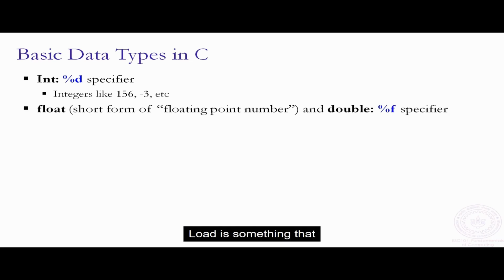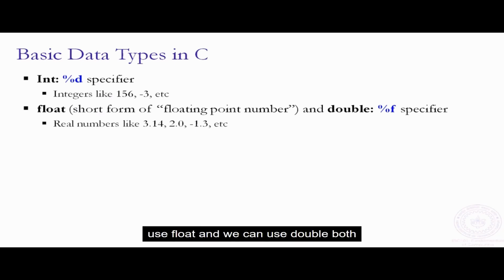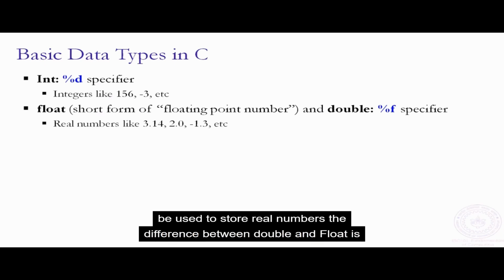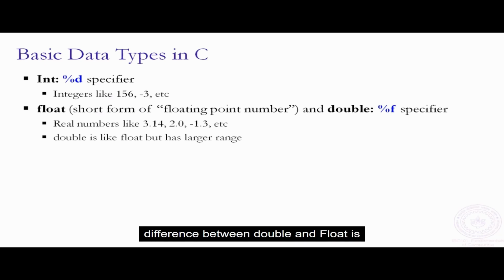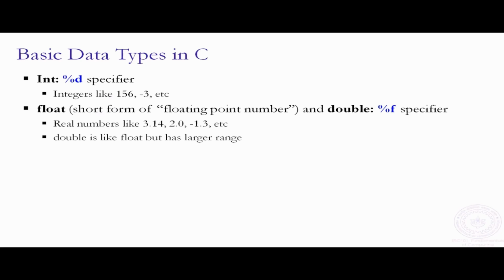Float is something that we haven't talked about before. Float is a data type that is used to store information that looks like real numbers, like the value of pi or 2.0, -1.3, etc. We can use float and we can use double. Both of these data types can be used to store real numbers. The difference between double and float is something that we will talk about at greater length later in this video.